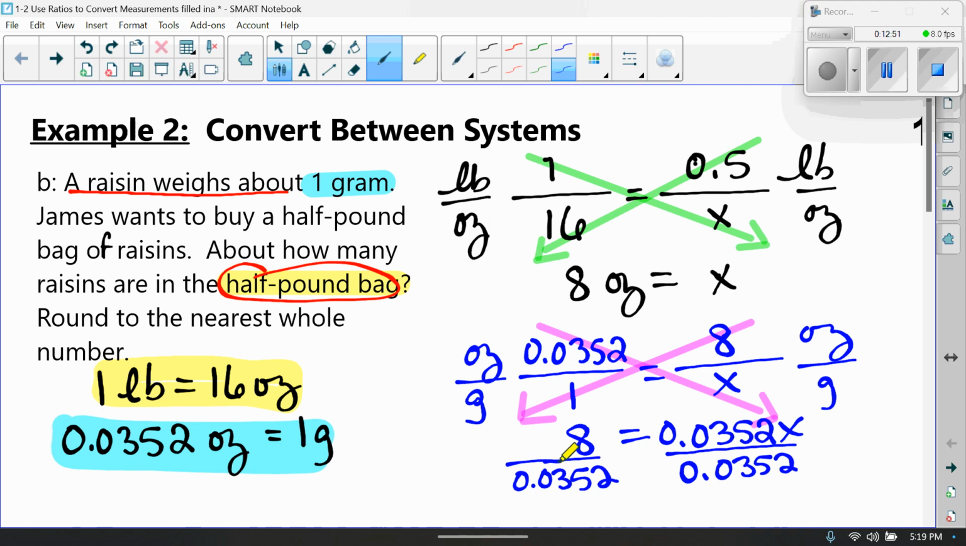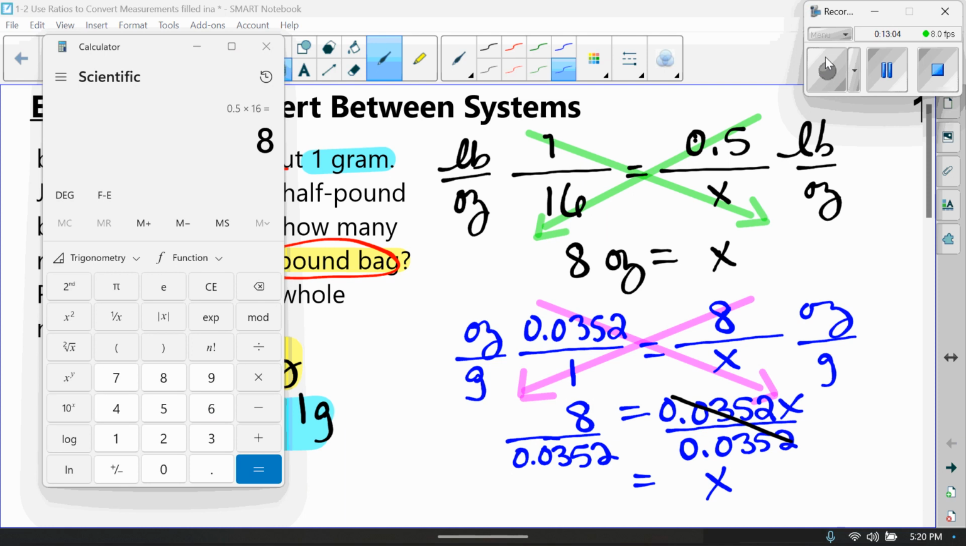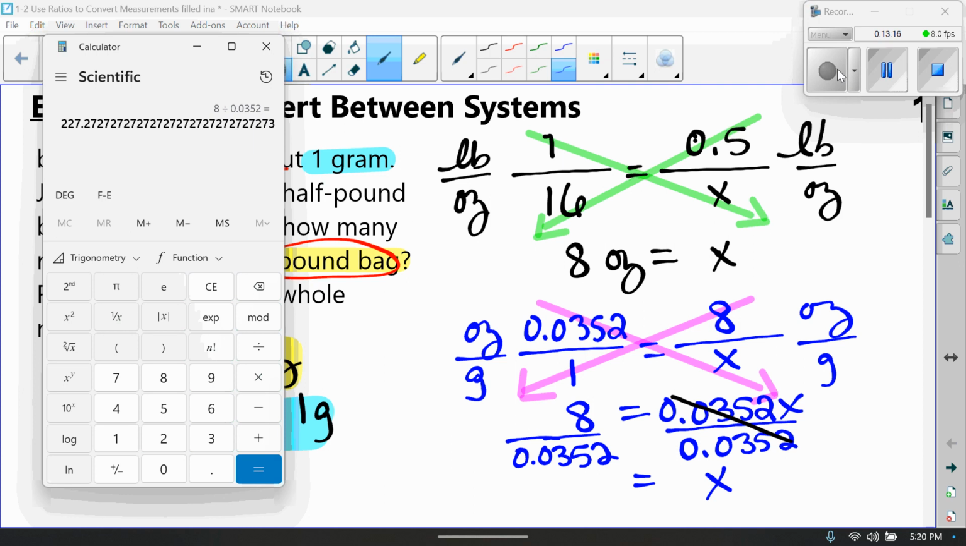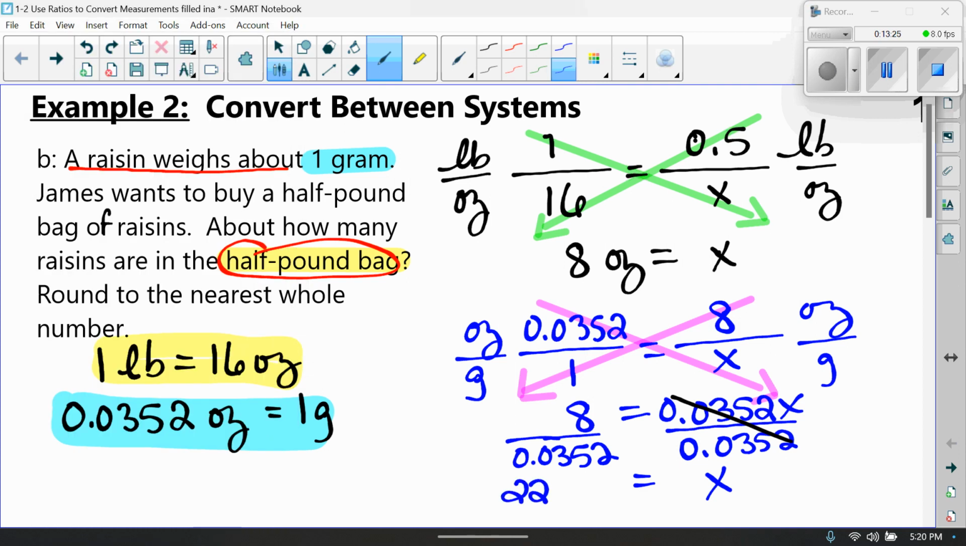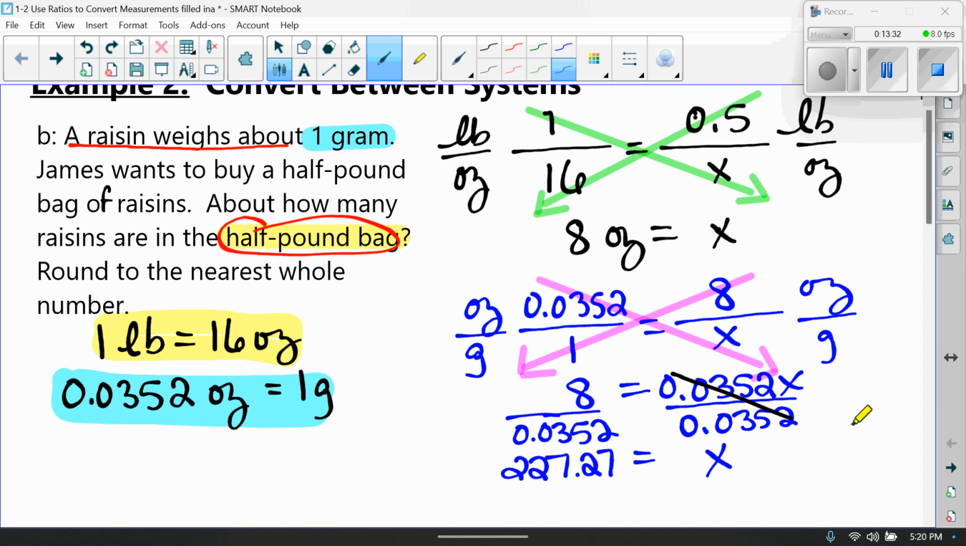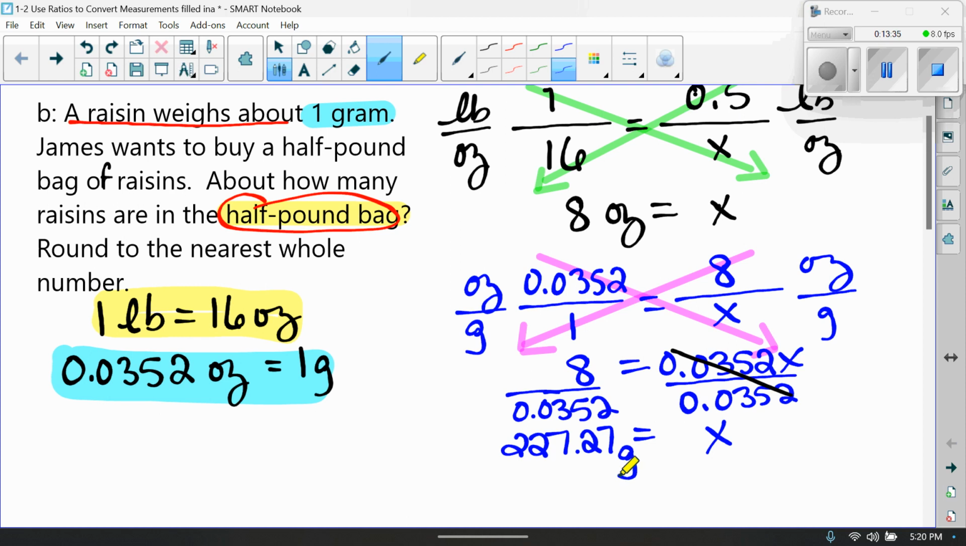Okay, so those cancel, and that leaves us with x, and that equals 8 divided by 0.0352, and that gives us 227.27. So let's write that down. 227.27. And of course, that is going to be grams.